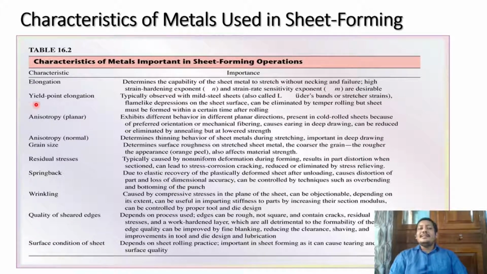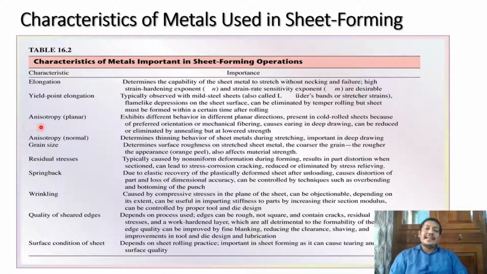The next term is yield point elongation. There is one defect which comes into the sheet, normally known as Luder's bands or stretcher strains. I'll come to it later. Just for understanding, it is typically observed with mild steel sheets, in which flame-like depressions appear on the sheet surface. You can eliminate this by temper rolling, but the sheet must be formed within a certain time after rolling. I will explain this in the coming slides.